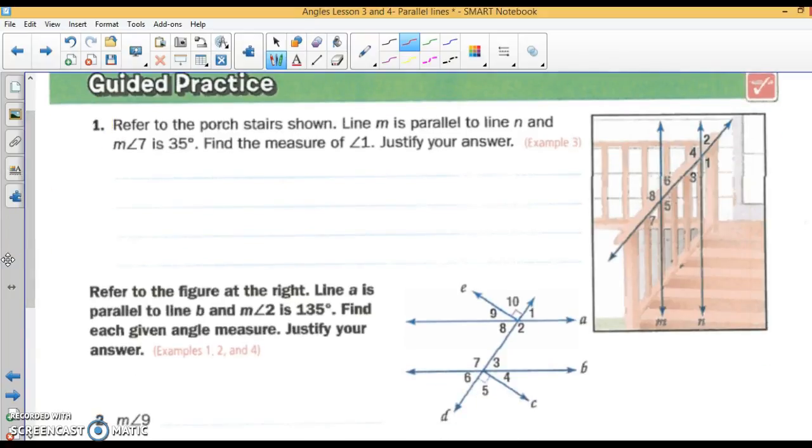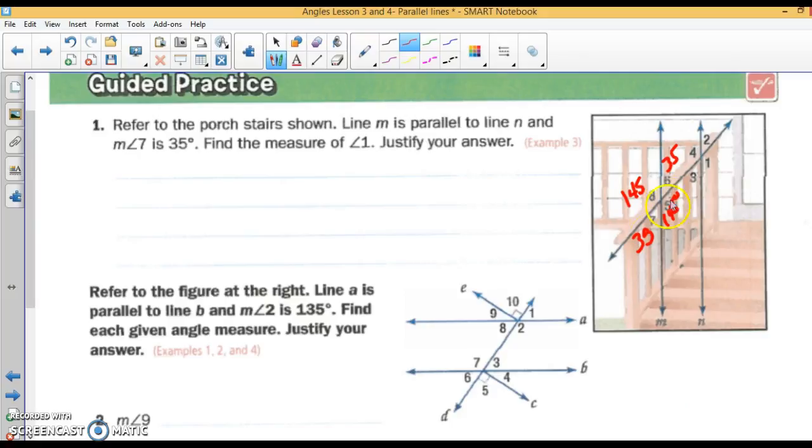Refer to the porch stairs. Line M is parallel to line N. The measure of angle 7 is 35. So this is 35. Again, let's figure this out. 35, that means 6 is 35 because they're vertical. These two angles form a linear pair, so they need to be 180. So this is going to be 145, because if you add those together, they are supplementary. This one is also 145 because it's vertical.